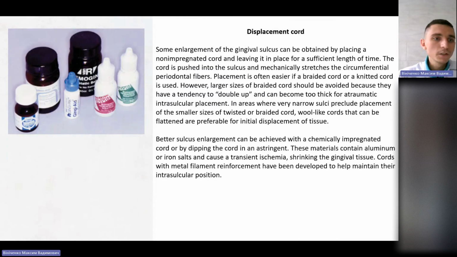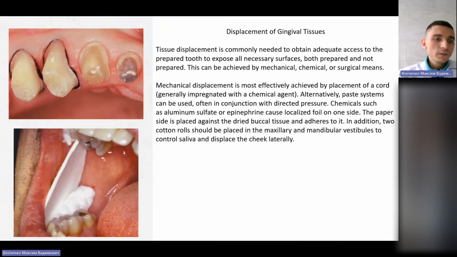If we talk about prosthetic dentistry, we use displacement of gingival tissues. Tissue displacement is commonly needed to obtain adequate access to the prepared tooth to expose all necessary surfaces, both prepared and not prepared. This can be achieved by mechanical, chemical, or surgical means. Mechanical displacement is most effectively achieved by placement of a cord. So you can see this black one, it is a cord.